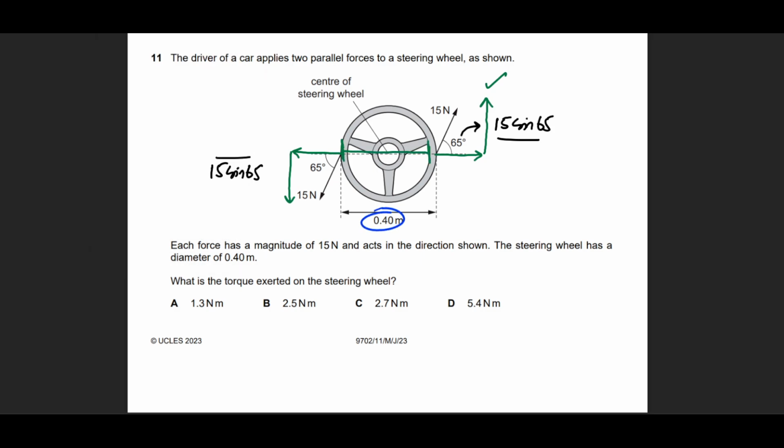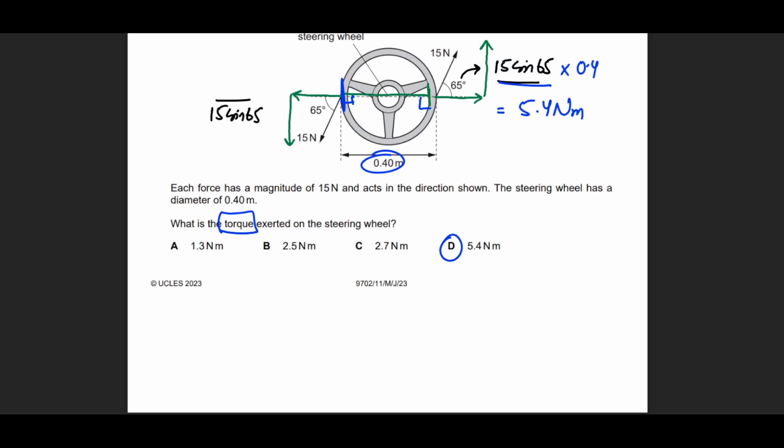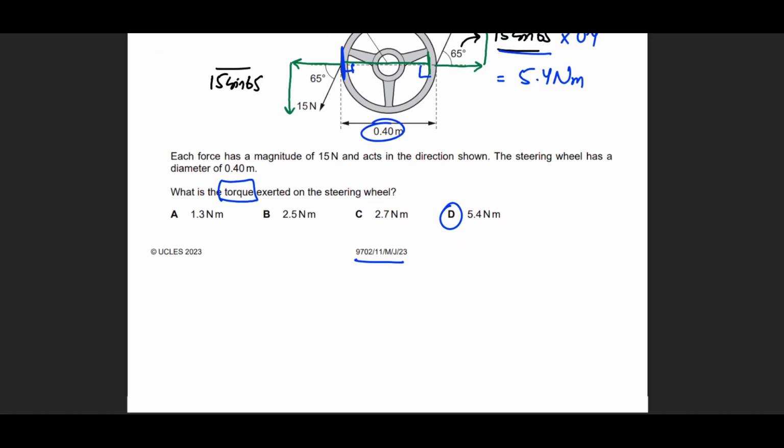And the perpendicular distance between them, which is already given to you in the question, is 0.4. So to find out the torque, I need any one of the forces. So let's say we choose 15 sine 65 and the perpendicular distance between them, which is going to make an angle of 90 degrees with the forces. So 15 sine 65 multiplied by 0.4. If you solve it correctly on the calculator, you will get the answer as 5.4 something. So this becomes 5.4 Newton meters. And the answer will be 5.4. Option D has been taken from the latest paper. I hope that it helps.